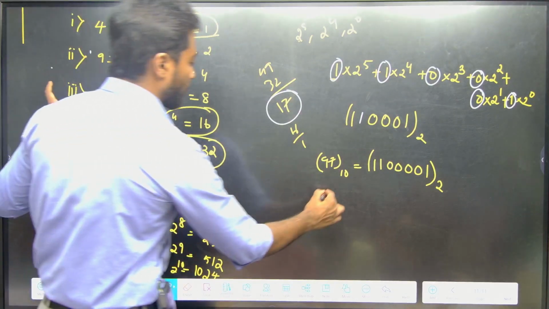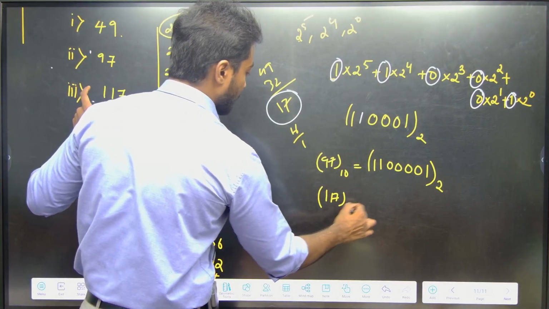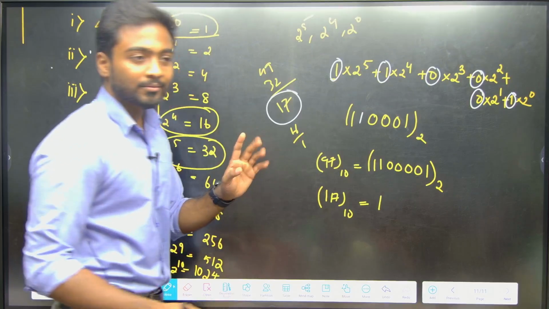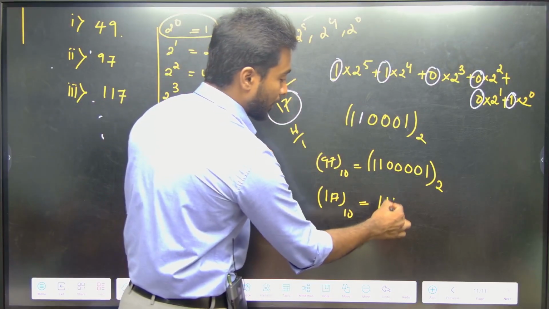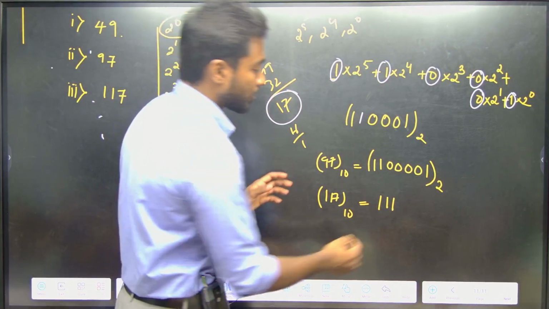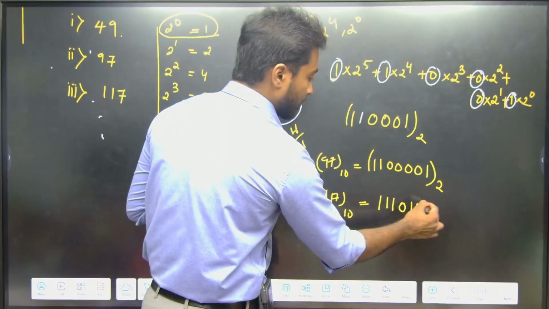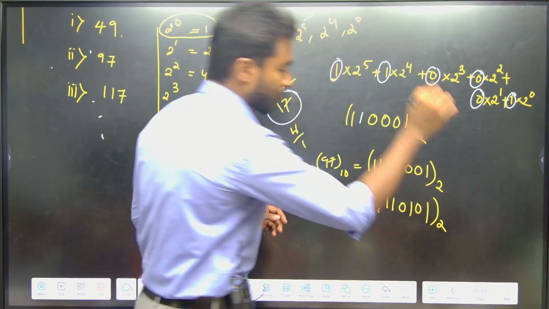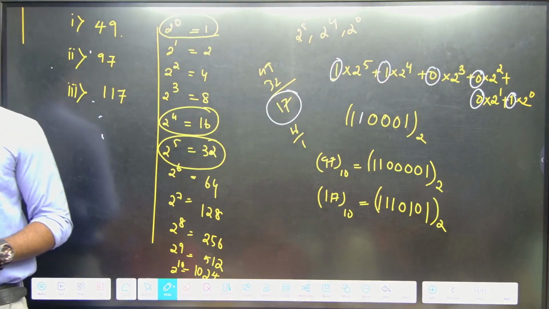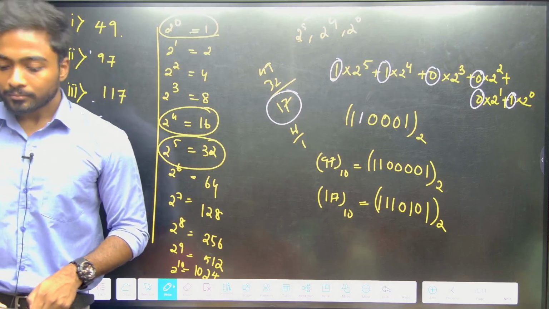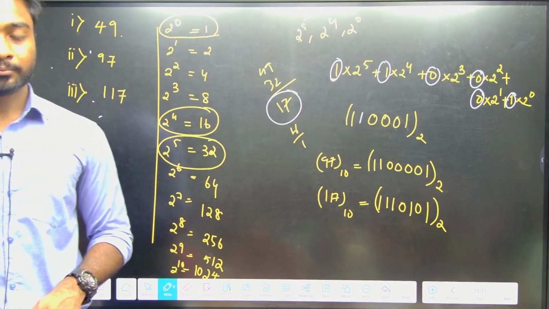What about the third one? 117 base 10? 1, 1, 1, 0, 1, 0, 1. Okay, fine. So any doubt in converting now? Can we go for the next one? Okay.